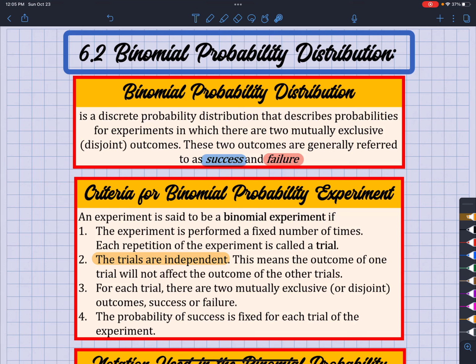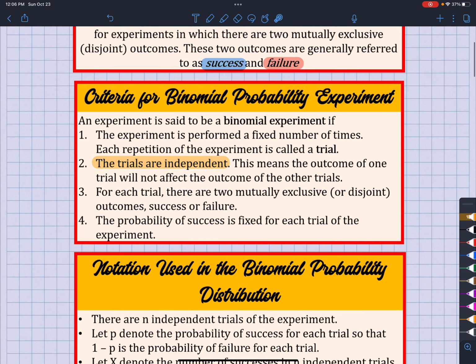So today we're talking about binomial probability distribution. This is a discrete probability distribution, meaning that we can count the number of trials, or the number of experiments, that there are. The only two outcomes are success and failure, and they're not related to each other. They're mutually exclusive. The trials do have to be independent.